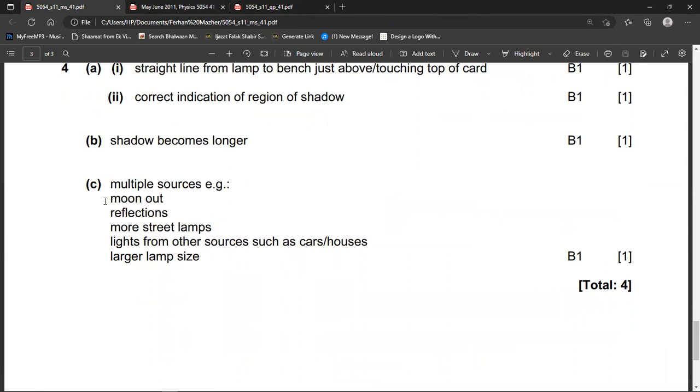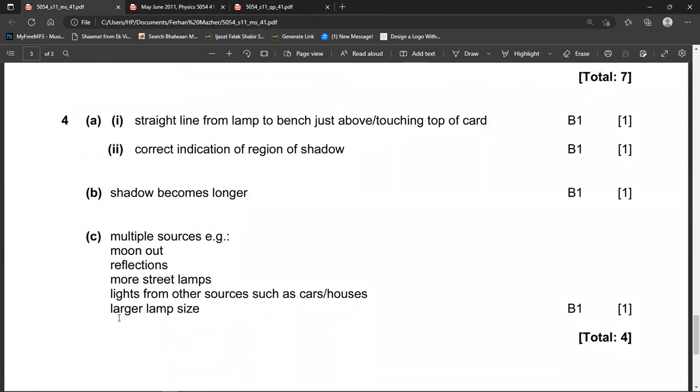So that's the answer to question number 4. You can see that answer. You can pause the video on this question.